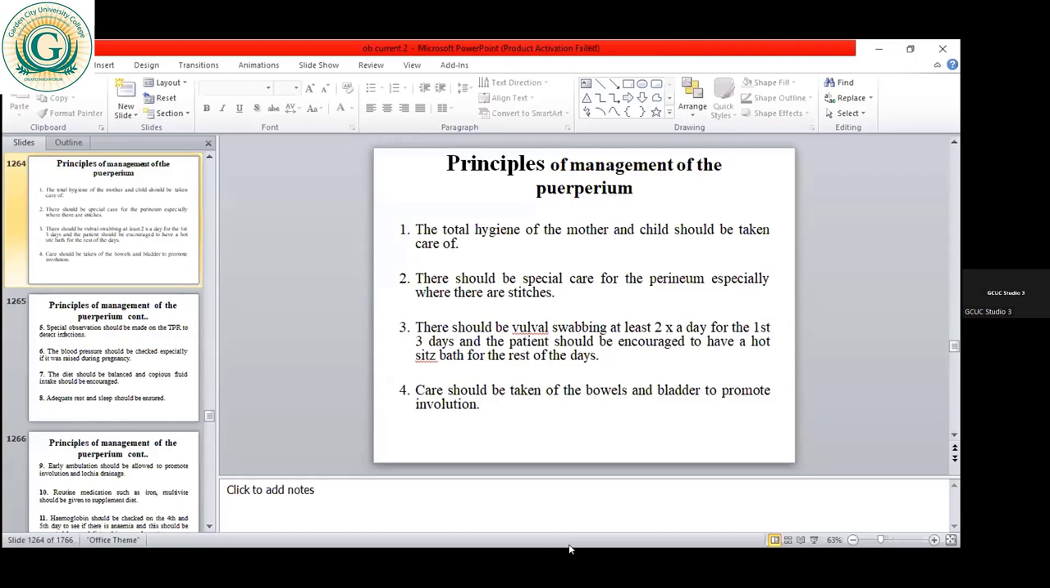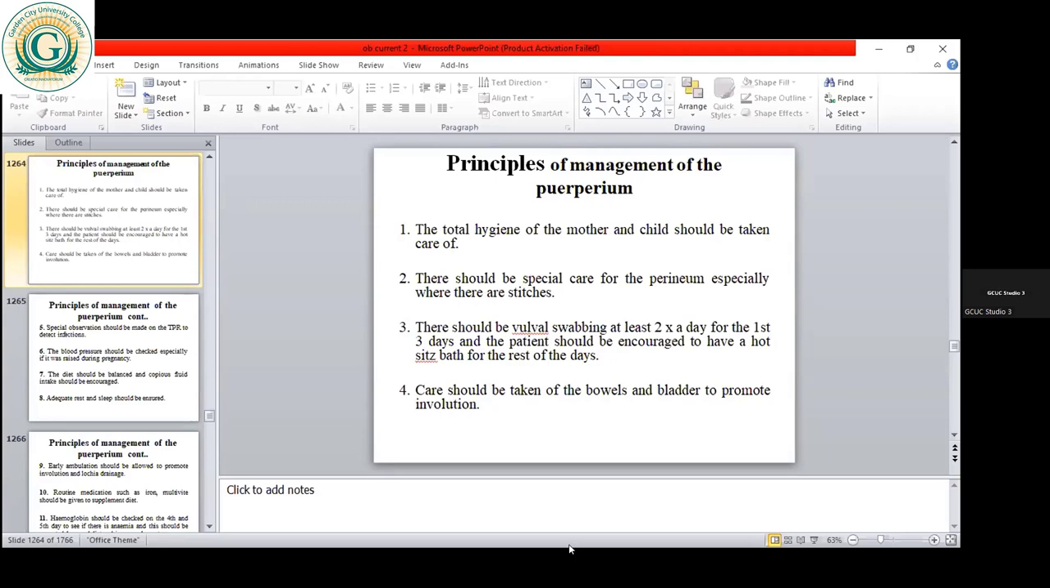If you don't have a cut, sometimes the midwife will ask you to go and sit in some small warm water, so that that place will become neat. We swab the perineum after delivery; you have to clean the area. And you encourage the patient to have a hot sitz bath for the rest of the days.